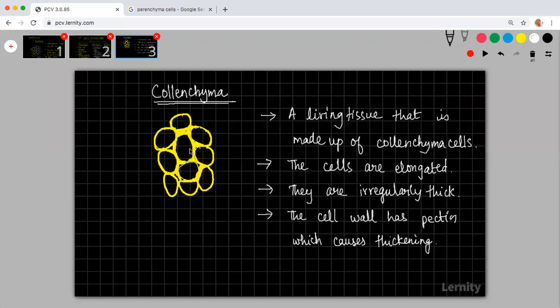So what is causing this thickening? Basically, the cell wall has this pectin. Let us say that one cell is like this. This cell is having a thickening, this cell is also having a thickening, and this cell is also having a thickening. Then this area has become thickened. Because of these extensions, the intercellular space is becoming almost absent.